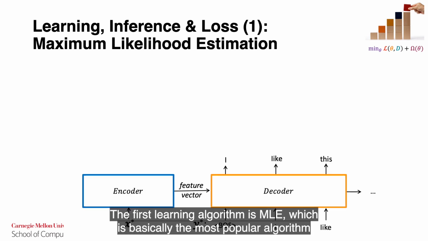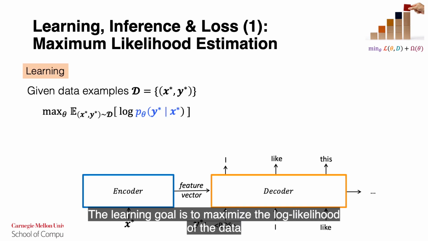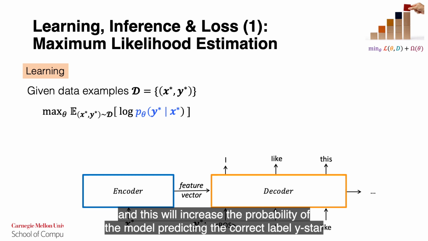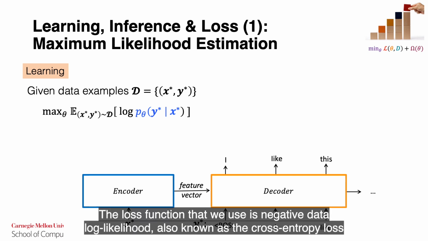The first learning algorithm is MLE, which is basically the most popular algorithm. The learning goal is to maximize the log likelihood of the data, and this will increase the probability of the model predicting the correct label, Y star, given the input X star. The loss function that we use is negative data log likelihood, also known as the cross-entropy loss.